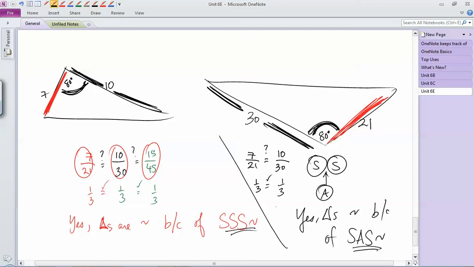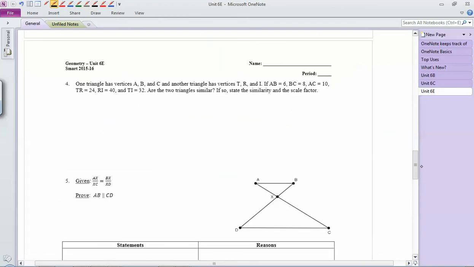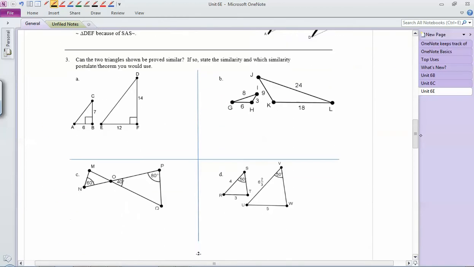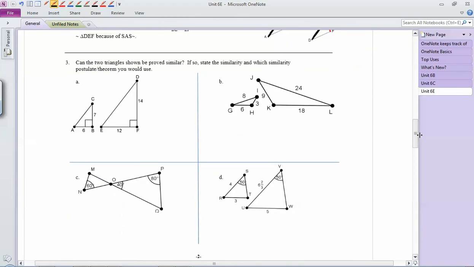And just so you know, SSS, SAS, AA, those are the only three reasons we're going to use for similar triangles. There's no other hidden ones that I'm going to throw at you later on. So this is what we've got. So let's go back up here to number 3 and figure out, are these triangles similar or not?